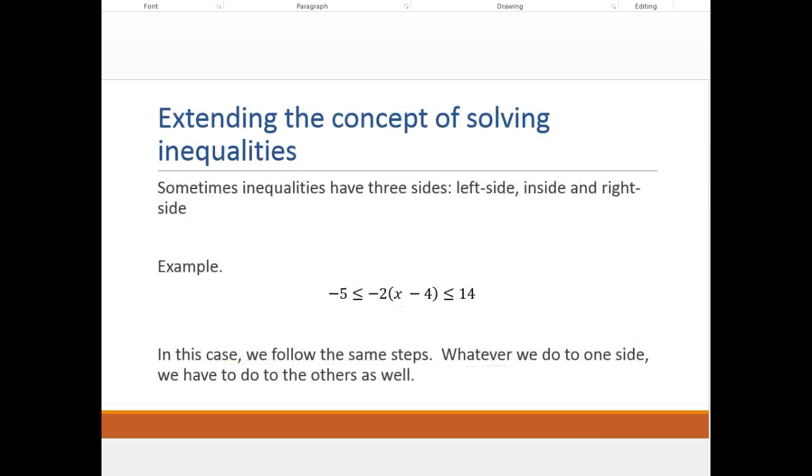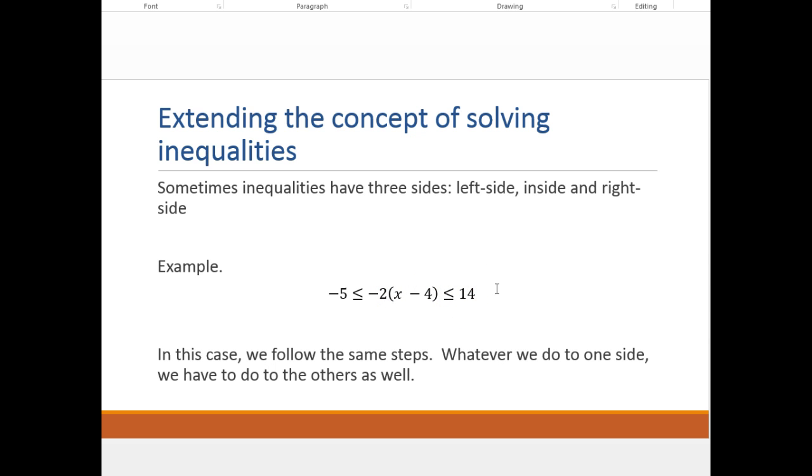Now we can extend this concept of solving inequalities. When we solved equations, we only had 2 sides. We had a left side and a right side. Sometimes with inequalities, you can have 3 sides. You can have a left side, an inside, and a right side. This is an example. We have negative 5 less than or equal to the quantity negative 2 times x minus 4 less than or equal to 14.